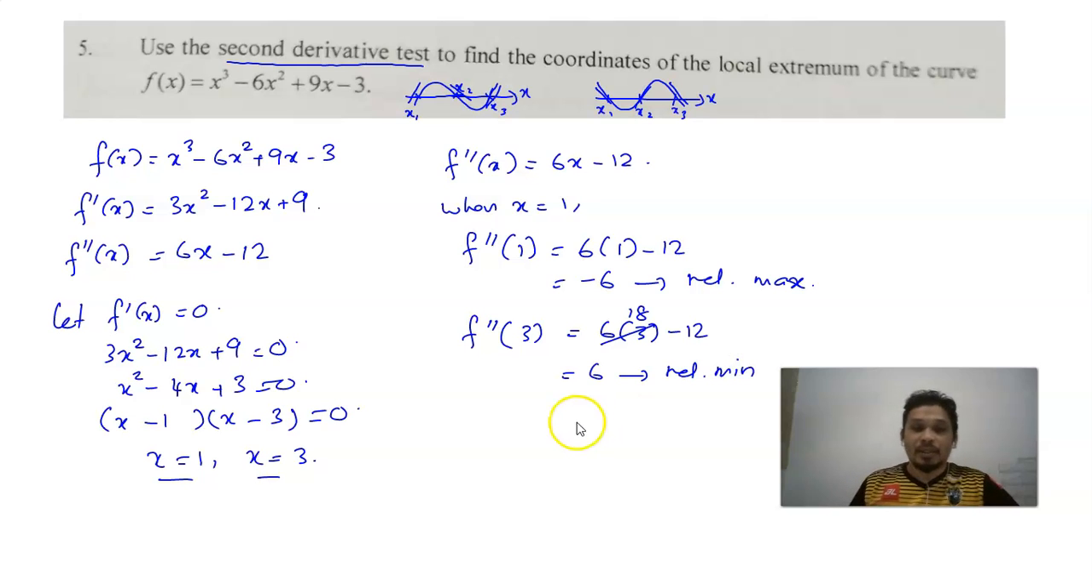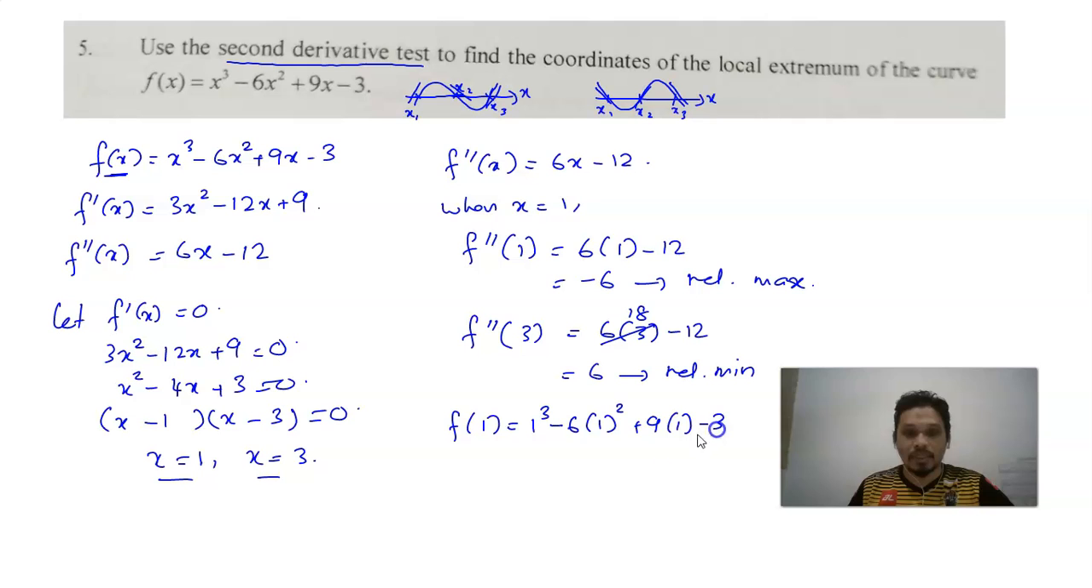Okay, so we need to find out the coordinates of the relative maximum and minimum here. Then we use the function of f(x) with x equal to 1 and 3 here. So f(1) equal to 1 cubed minus 6 times 1 squared plus 9 times 1 minus 3. So 1 squared is 1 times 6 equal to 6. 1 minus 6 plus 9 minus 3. 9 minus 3 equal to 6. 6 minus 6 equal to 0, then 1 here. Then we come up with a coordinate of 1 and 1.